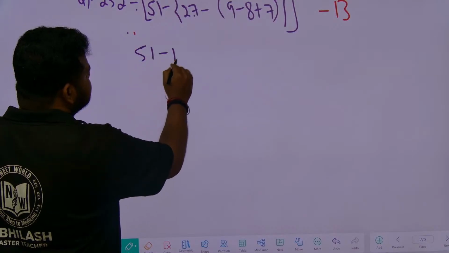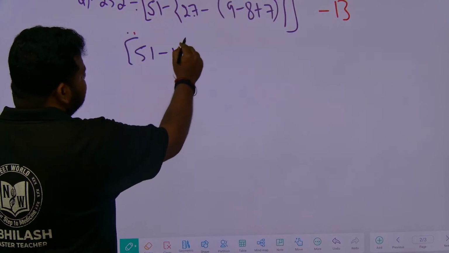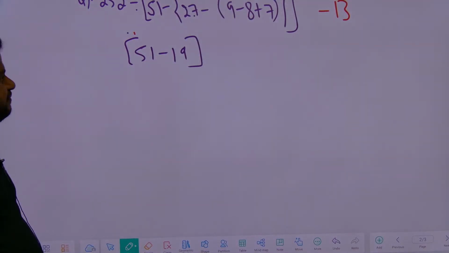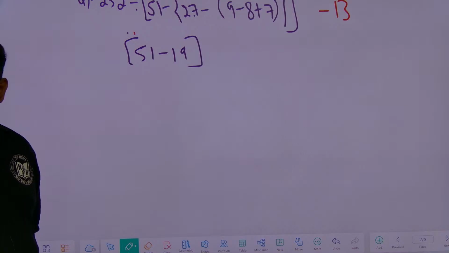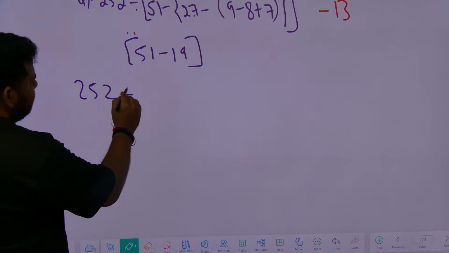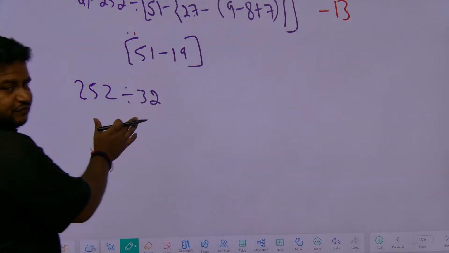So I will have 51 minus 19. What should I do? You remember, do 51 minus 20. 51 minus 20 is 31. But you took 20, and it is actually 19, so you should add 1. You will get 32. So you will get 252 divided by 32.